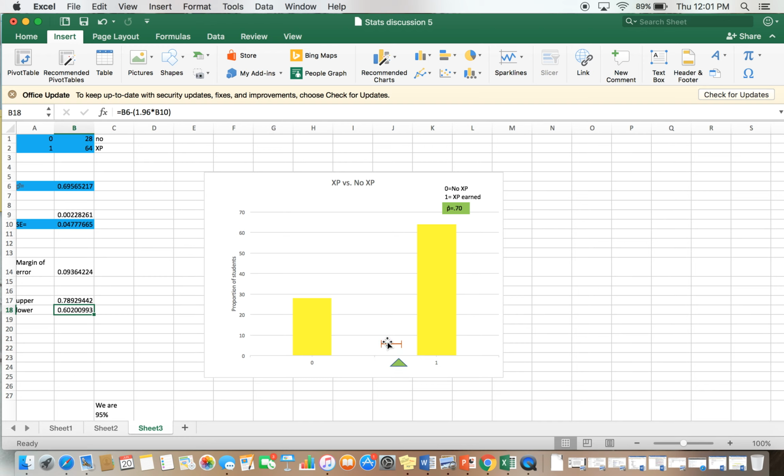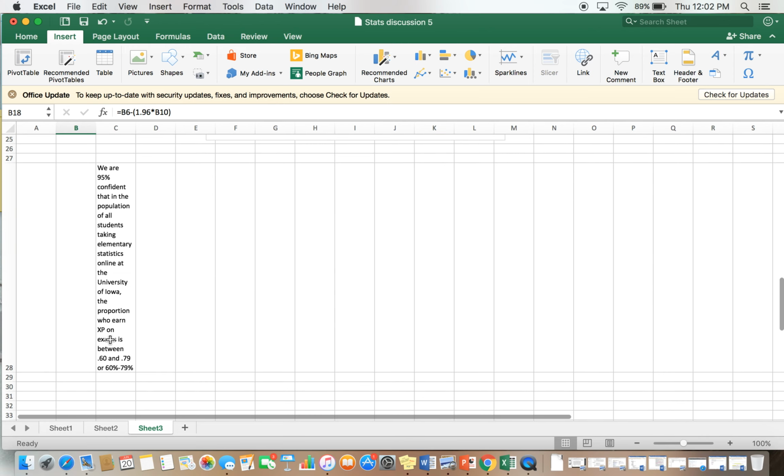So our lower estimate would be 0.6, which would be about here, and our upper estimate is about 0.79, which I estimated to be about there, considering this is 0.70. From that, I can say we are 95% confident that in the population of all students taking elementary statistics online at the University of Iowa, the proportion who earn XP on exams is between 0.6 and 0.79, or 60 to 79%. Thanks for listening.